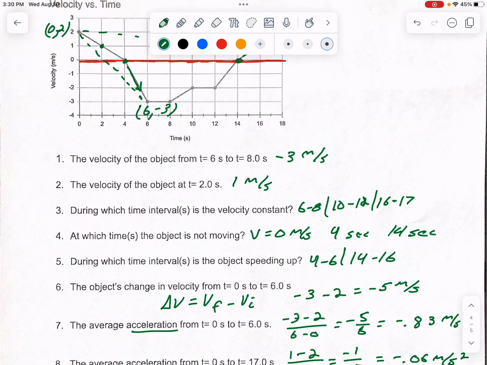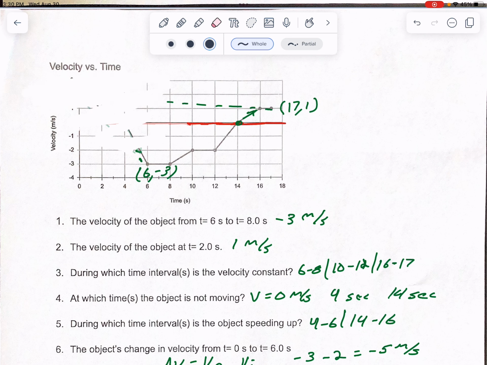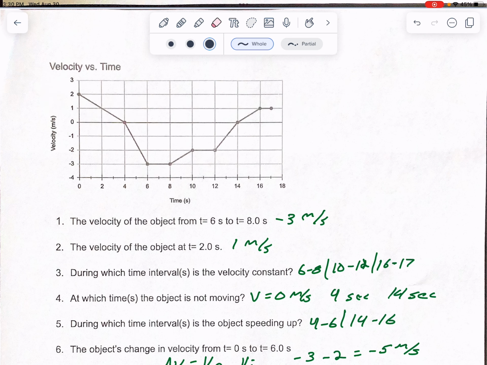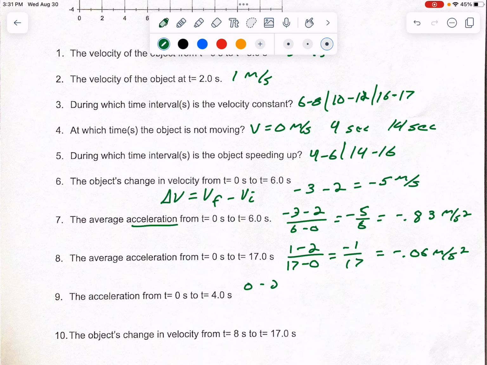Acceleration from 0 to 4. We already have it in a line, so let me clear this up a little bit so we can see. Okay, I already have a line, so from 0 to 4, I just want to figure out the slope of this line. My points would be 0, 2, and then 4, 0. Okay, y2 minus y1, so 0 minus 2, over x2 minus x1, 4 minus 0. So it'd be -2 over 4, so -0.5 meters per second squared.